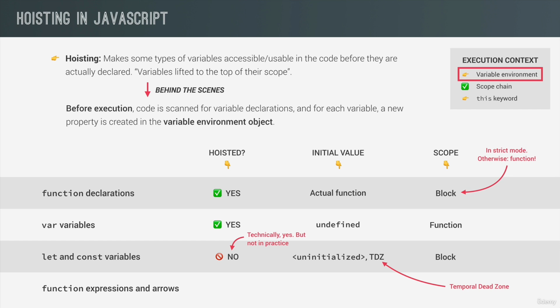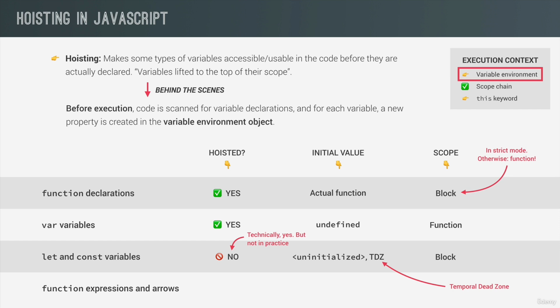So as a consequence, if we attempt to use a let or const variable before it's declared, we get an error. Also, keep in mind that let and const are block scoped, so they exist only in the block in which they were created. And all these factors together is basically the reason why let and const were first introduced into the language, and why we use them now instead of var in modern JavaScript.